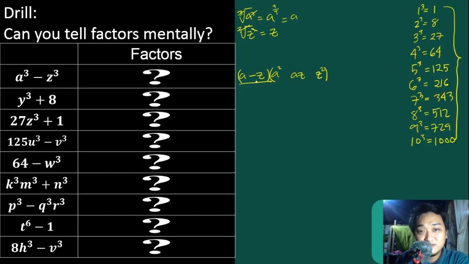Now, the last rule that we are going to follow is that pag minus yung operation sa binomial, kabaliktaran lang lagi, plus yung sign ni middle term. The rest is plus. Ganon. Check natin kung tama tayo. Ayan, so tama tayo. How about y cube plus 8?